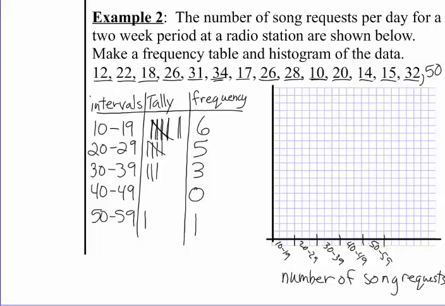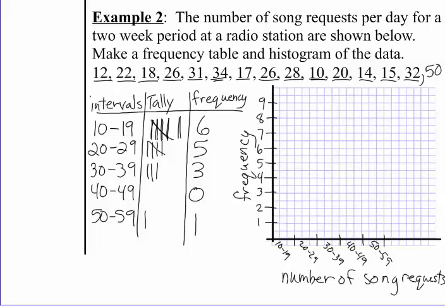On the y-axis is our frequency. So this is how many songs were requested from each of these groups. How many times were 10 to 19 requested? How many times were 20 to 29 requested? So this is how many times the songs were requested for each of those intervals.